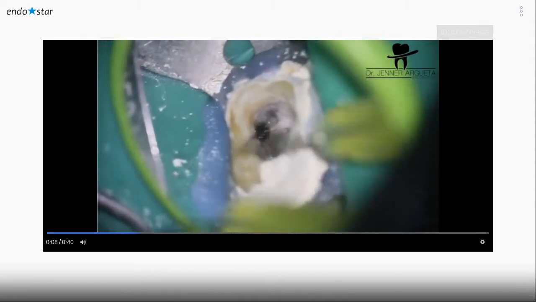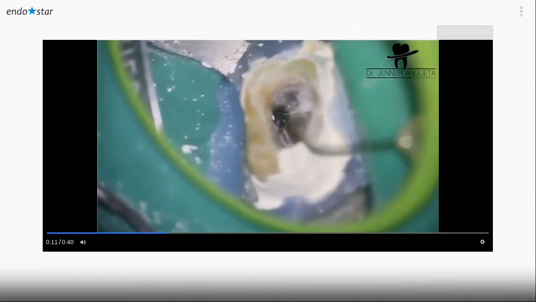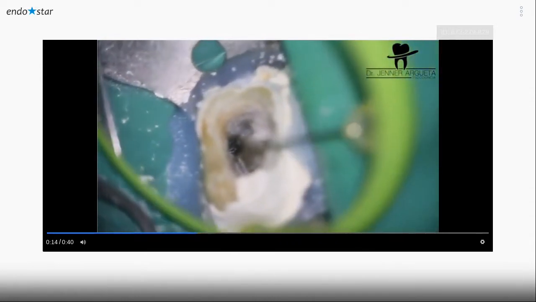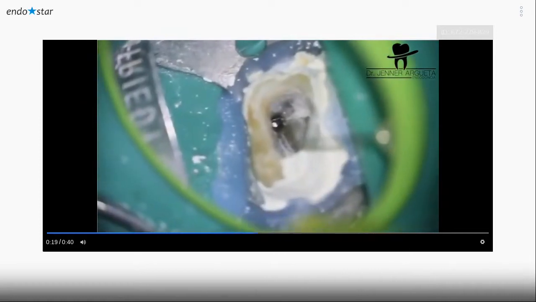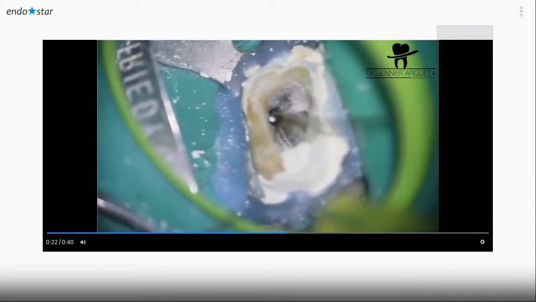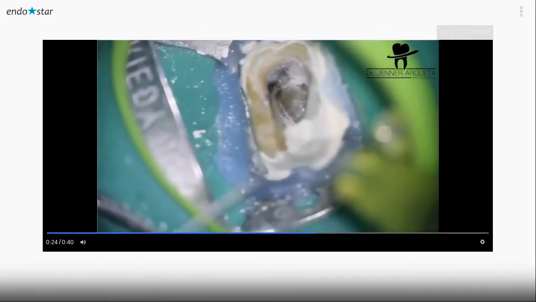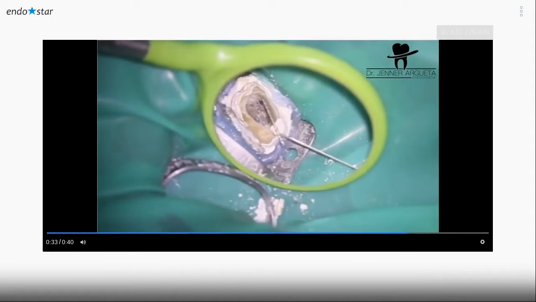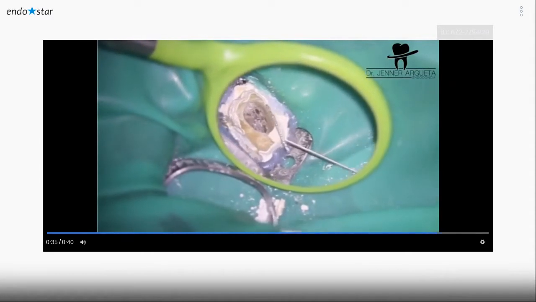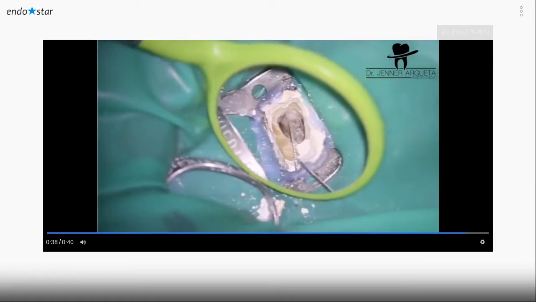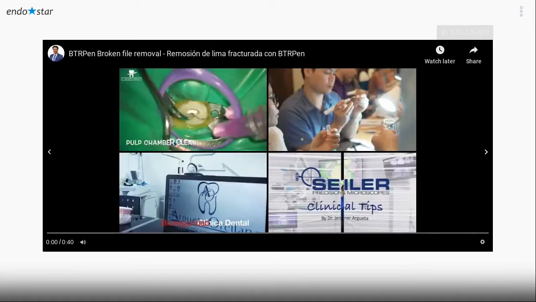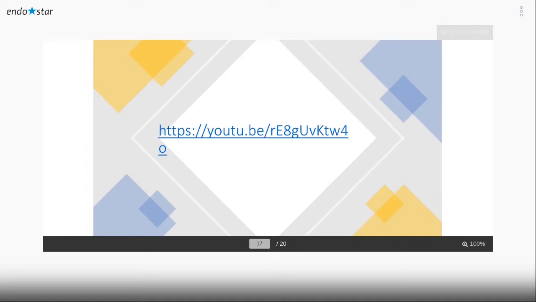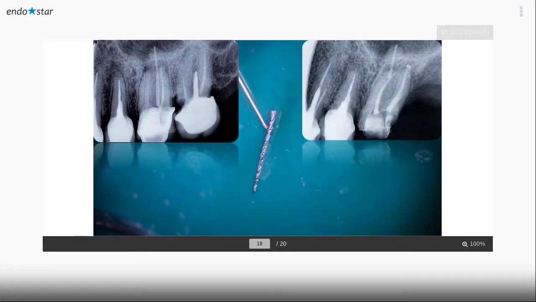I think the length of that broken instrument was more than 10 millimeters. We needed 2 appointments to finish the treatment in that molar. But as soon as the file is loose inside the root canal, it's possible to remove it. And now we have a clean and permeable path inside the root canal to be able to clean and disinfect everything inside.